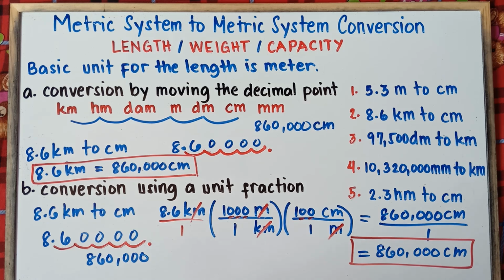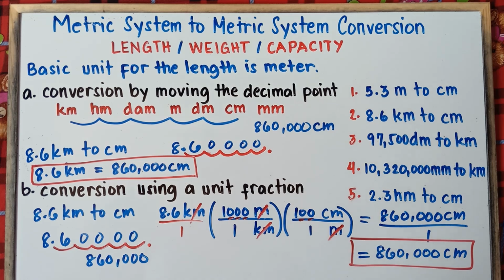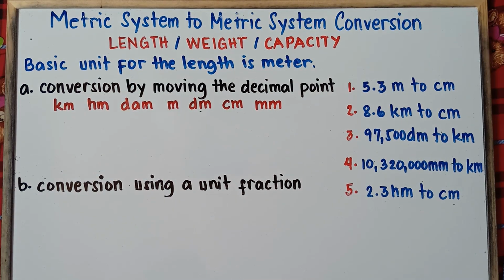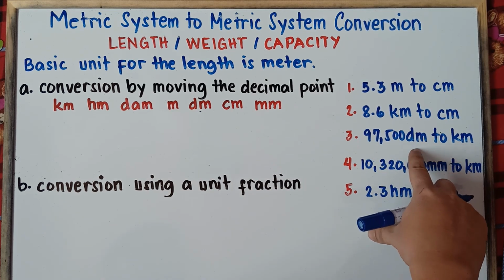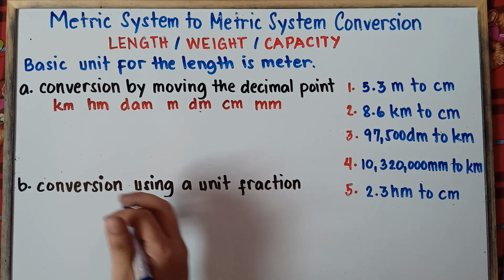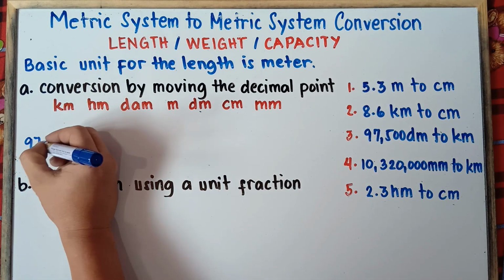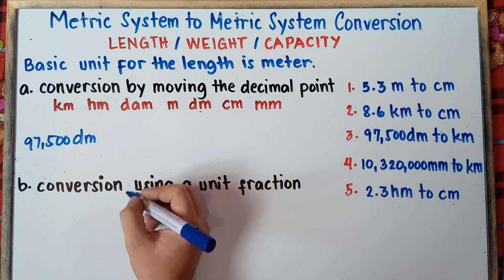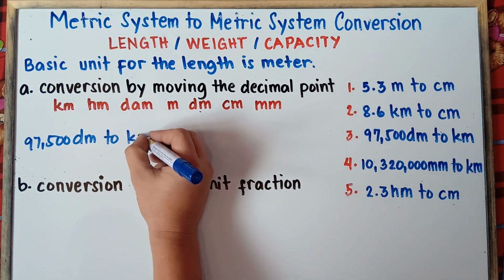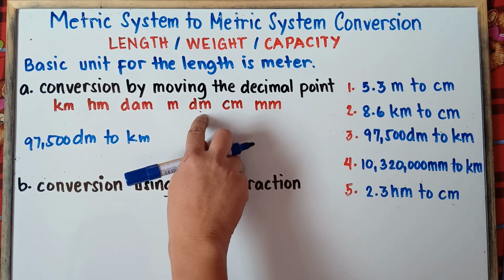Alright, so let's try example number 3, class. How about 97,500 decimeters converted to kilometers? Alright, let's try that. Number 3. So example number 3: 97,500 decimeters converted to kilometers. So let me just write down the given. 97,500 decimeters converted to kilometers. So from decimeters going to kilometers.